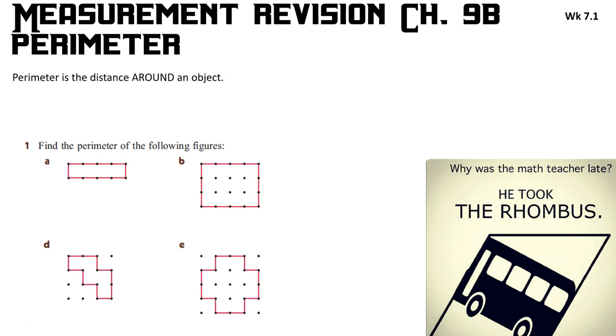They've given you little dots to make it a bit easier, so you can literally just count across the dots. So calculate the perimeter for these figures. You can do this on the screen or using the attached document. Here are the solutions.